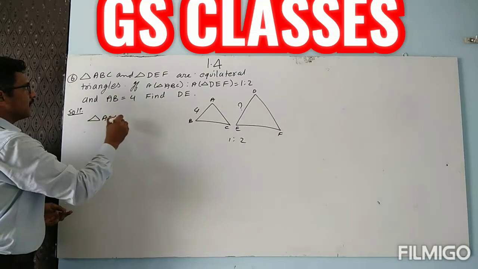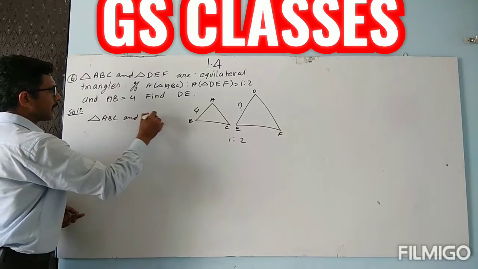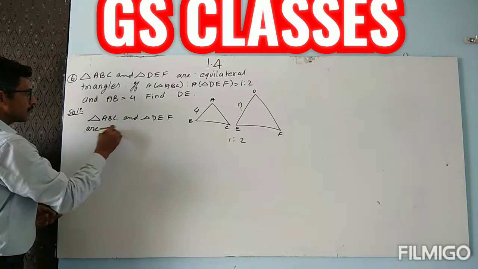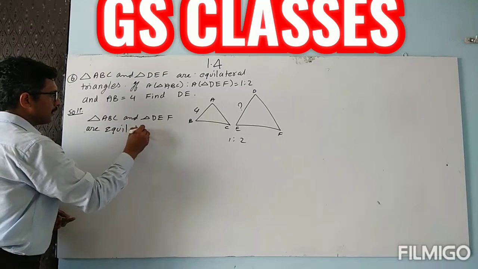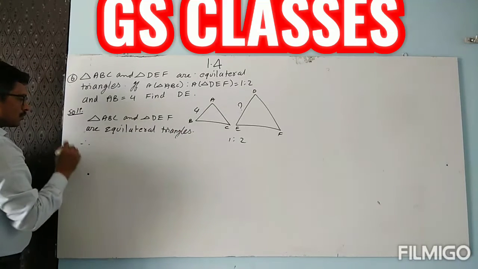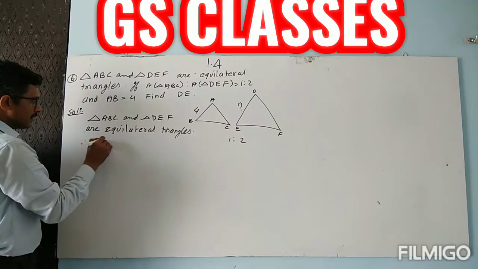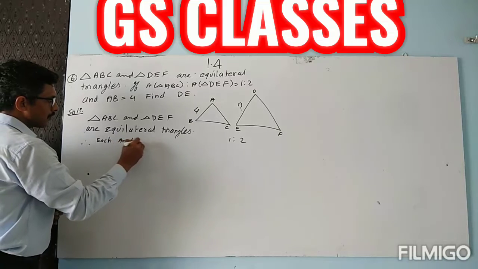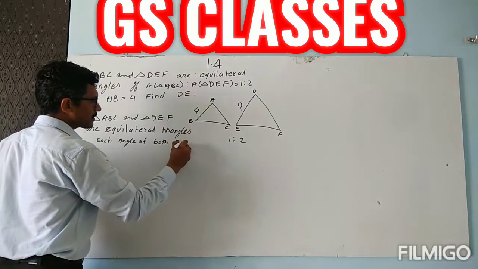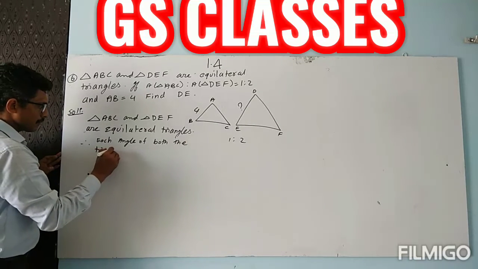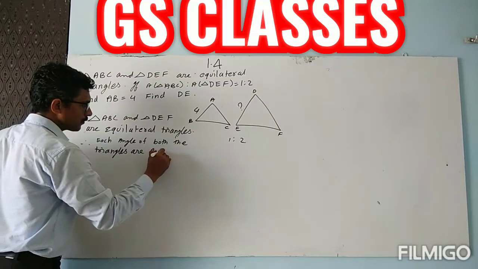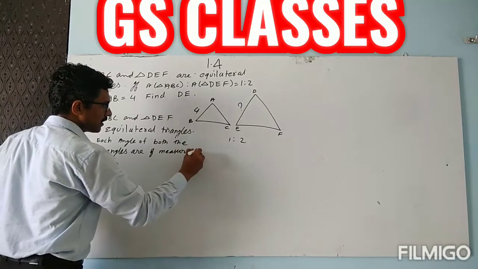Triangle ABC and triangle DEF are equilateral triangles. So, each angle of both the triangles is of measure 60 degree.